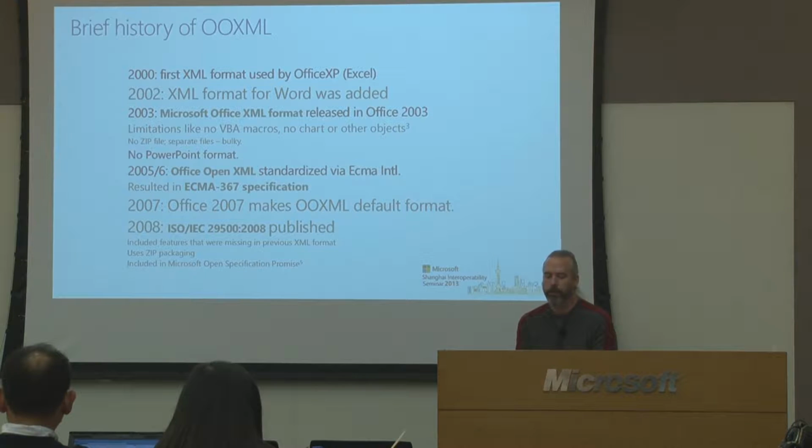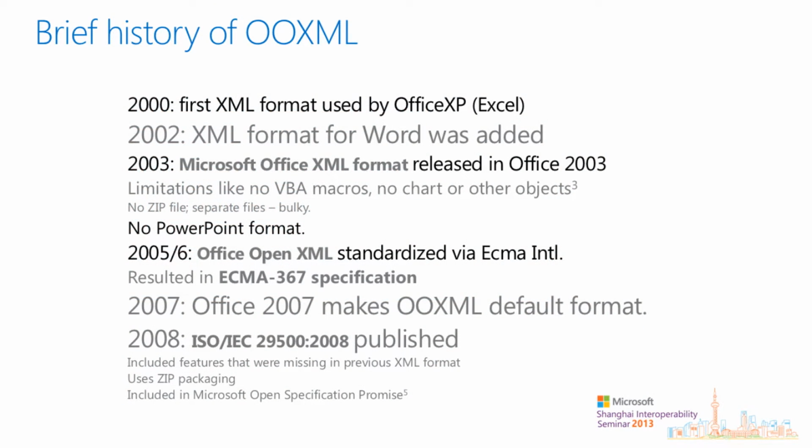Word 2002 couldn't open Word 2003 XML files without a third-party tool. The XML format also did not use the zip compression to reduce the size and provide the organization of the file. Then in 2005 and 2006, Microsoft co-sponsored a new version of the XML specification called Office Open XML. And they used the ECMA International organization to do this. And this produced the ECMA 376 specification.